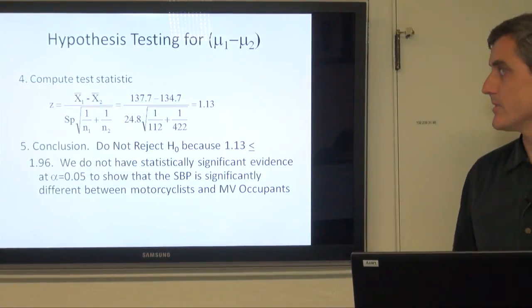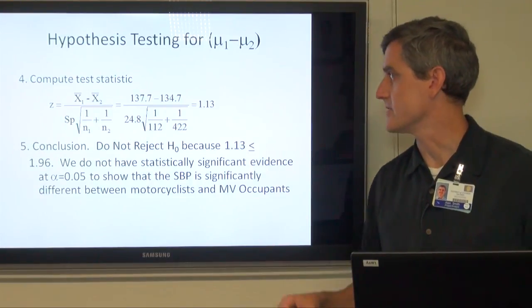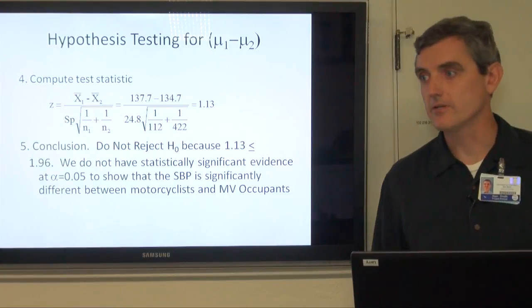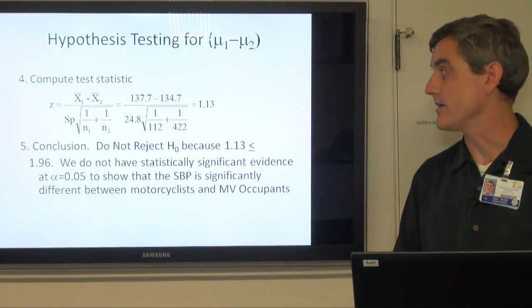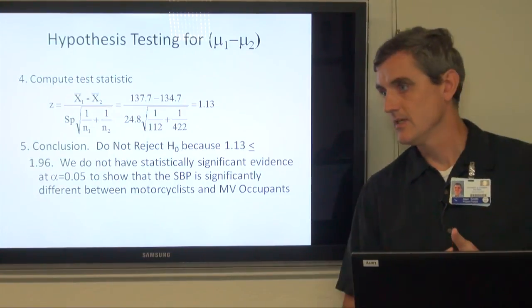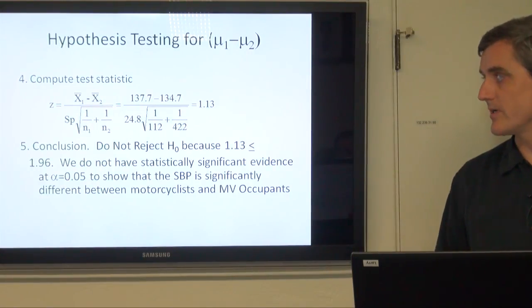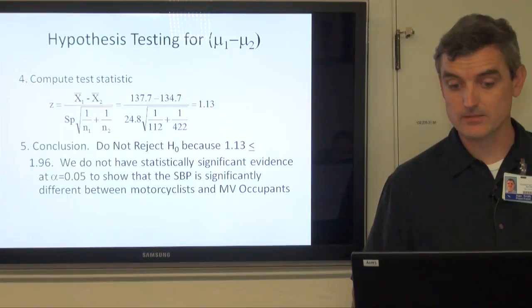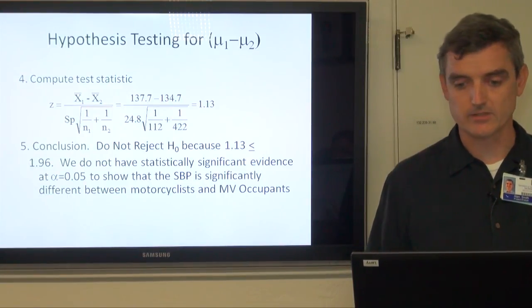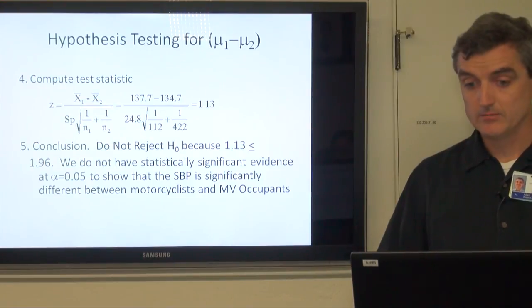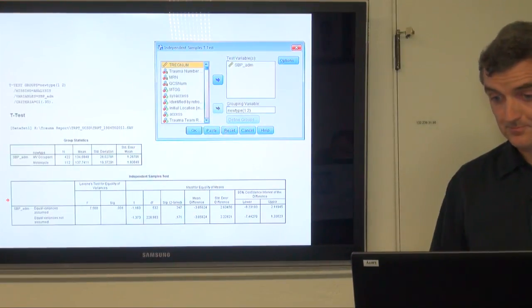And with this one, though, we end up with a z-value of 1.13. That is less than our critical value of 1.96, so we do not reject the null hypothesis. And because 1.13 is less than 1.96, we don't have statistically significant evidence that blood pressure is different between those two. So we can basically say they're the same.